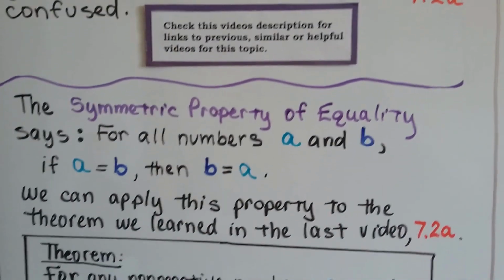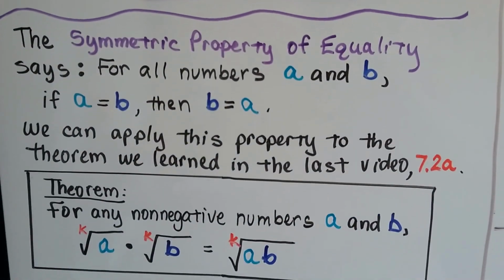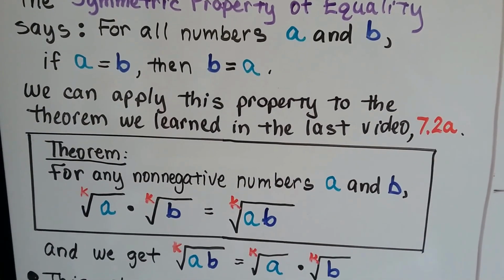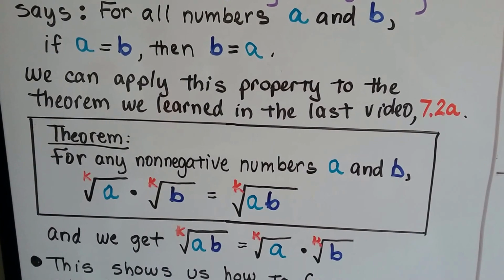The Symmetric Property of Equality says for all numbers a and b, if a equals b, then b equals a. Well, that makes sense, right? Well, we can apply this property to the theorem we learned in the last video, 7.2a.